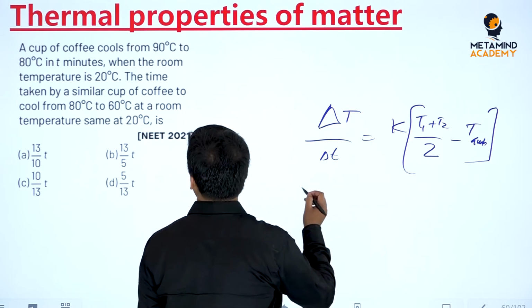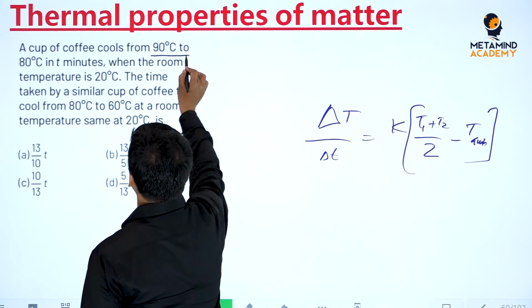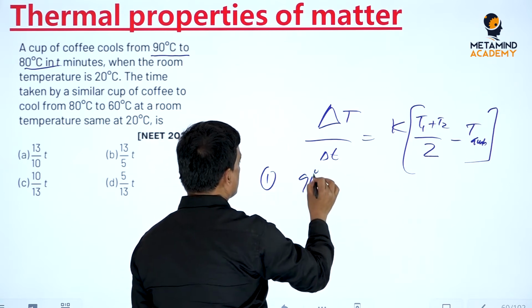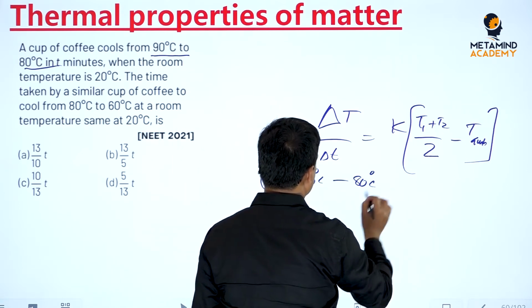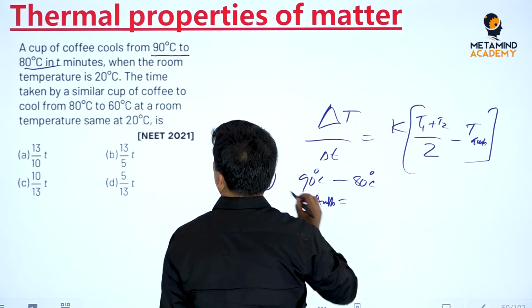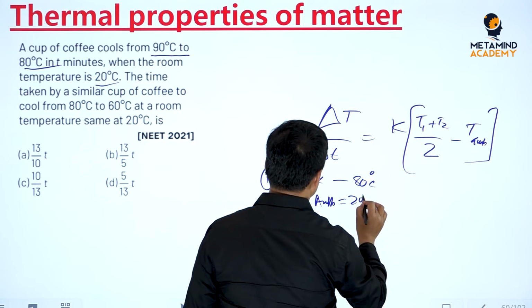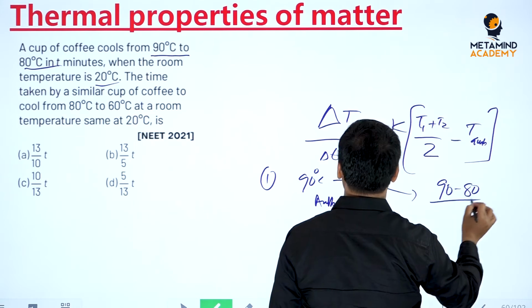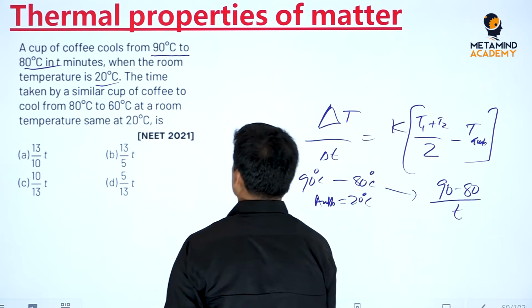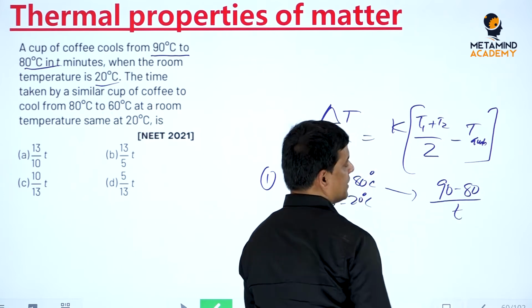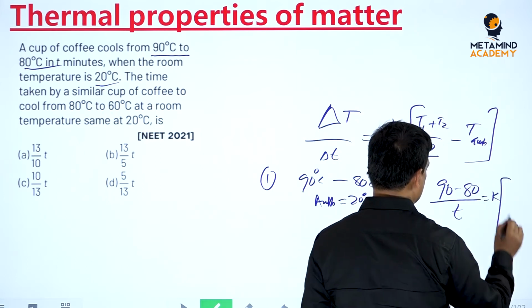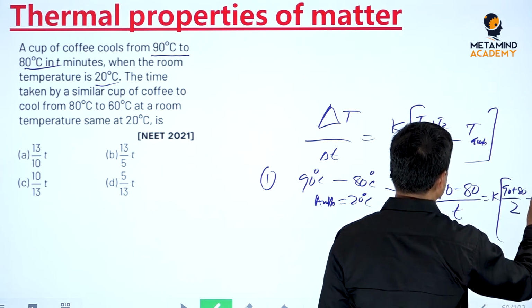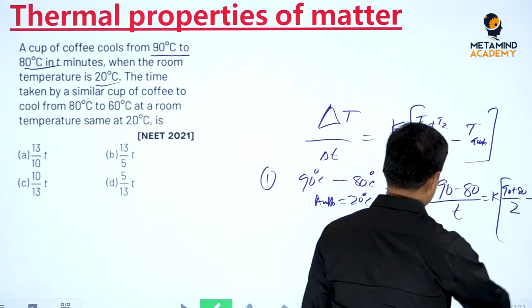For case 1, it is cooling from 90 degree centigrade to 80 degree centigrade when ambient is 20 degree centigrade. So, write it down over here: 90 minus 80 by T, the time it has taken. It is cooling from 90 to 80 in a time T, is equal to K, we do not know the constant K so we keep it as it is, times 90 plus 80 by 2 minus ambient, which is 20.